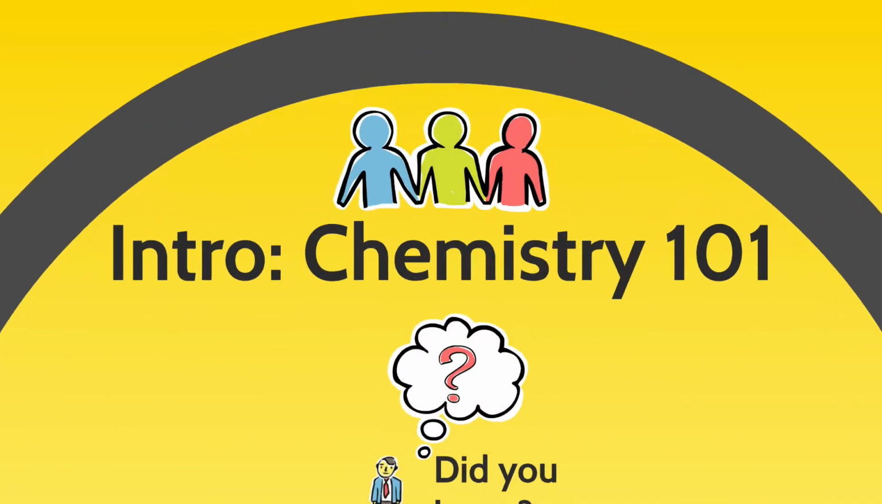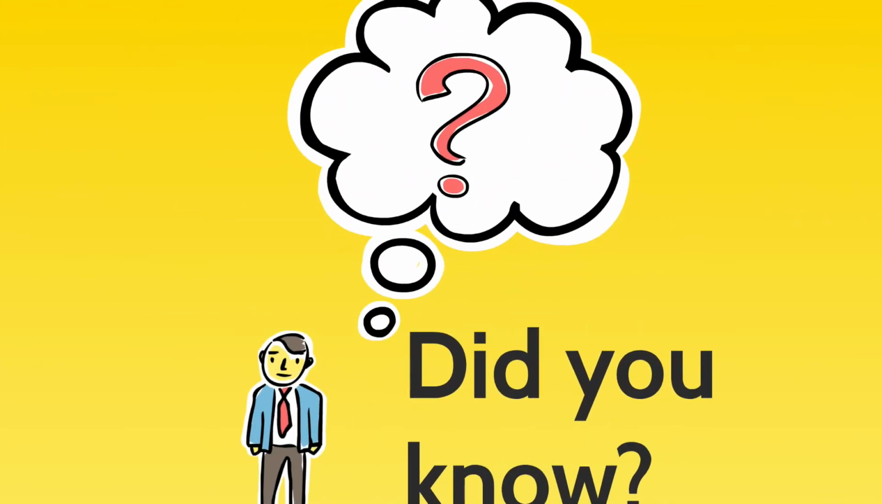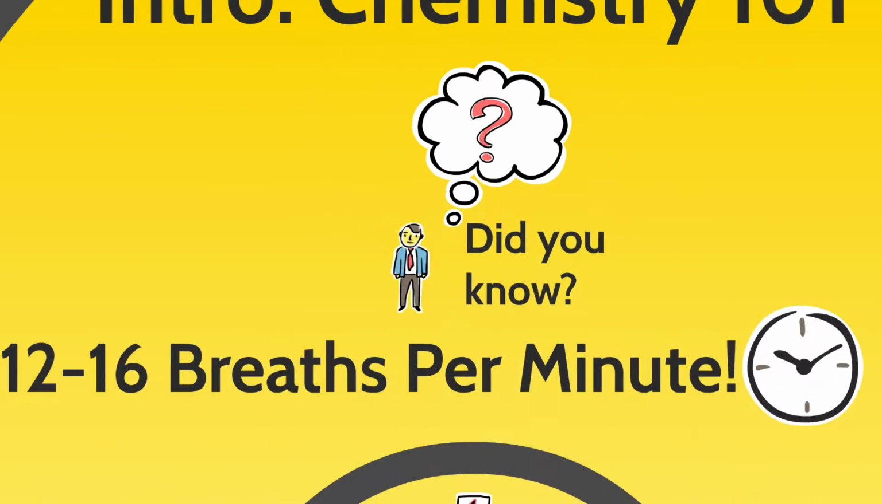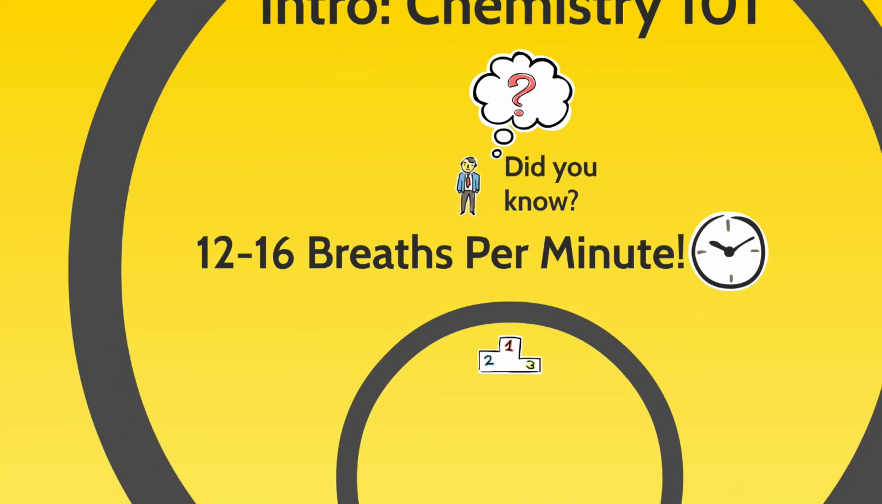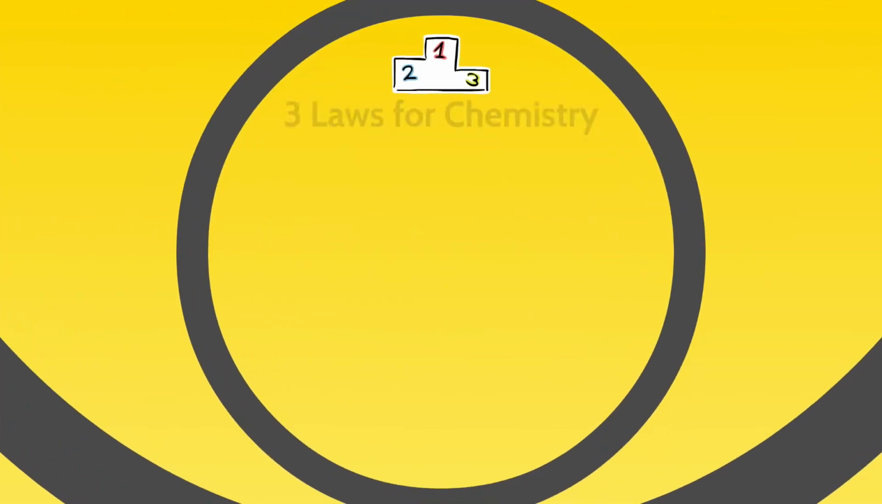Let's talk about the chemistry. Did you know that an average person takes about 12 to 16 breaths per minute? I didn't think so. Many people don't realize the important role breathing plays in our internal environment. But in order to understand this role, we'll have to look at some of the physical and chemical reactions that govern major functions of our body. Let's start off with 3 basic laws.